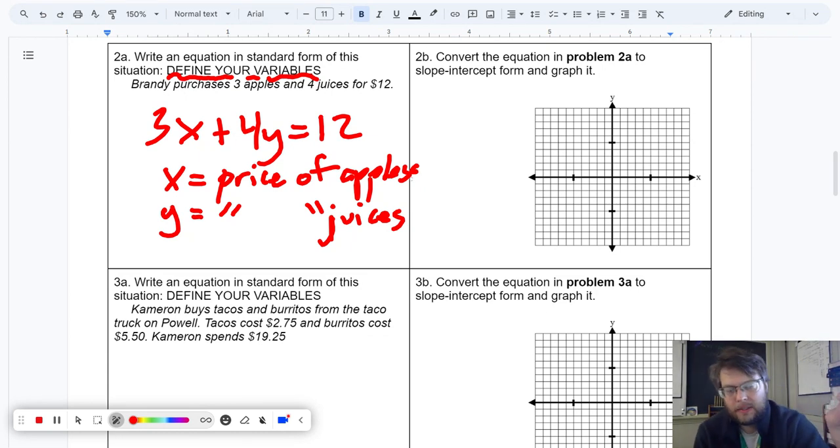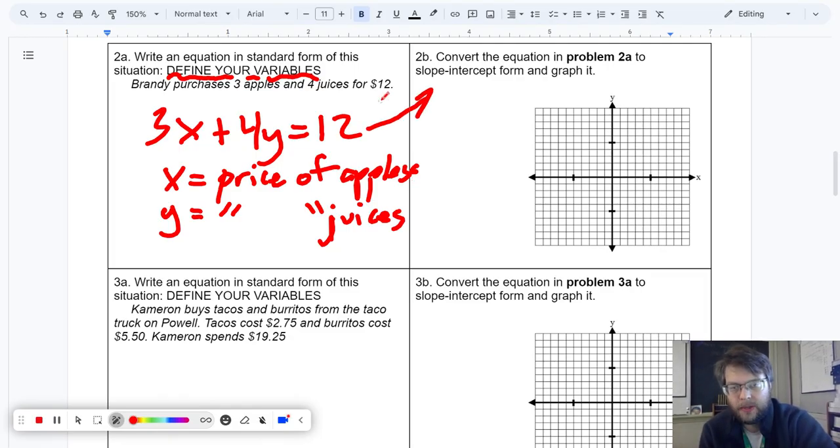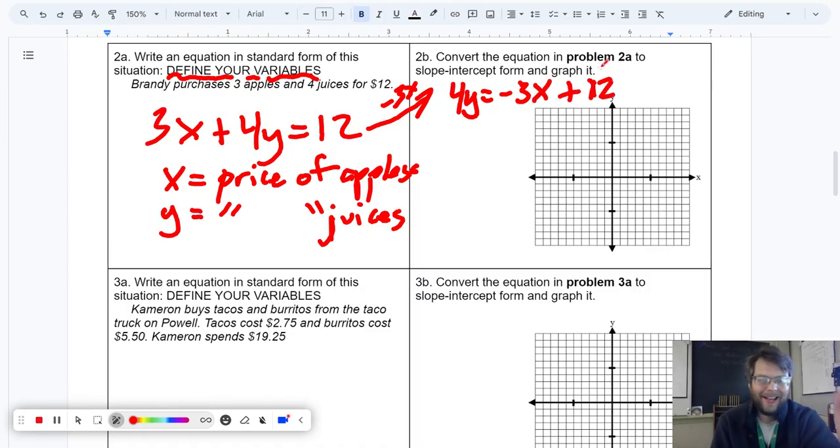Now in 2b, it asks me to convert that equation to slope-intercept form. So the first thing I'm going to do is get my x's away. I'm going to subtract 3x. So now I have 4y equals negative 3x plus 12. You'll notice that I didn't write down 3x. I just moved the x's to the other side. What I'm really doing is I'm subtracting the same thing from both sides.